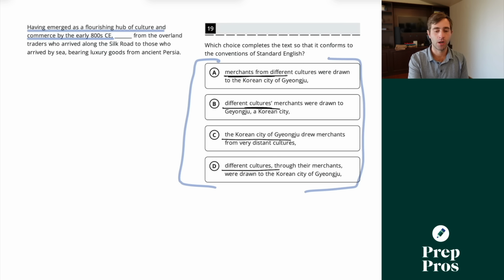So we simply want to ask ourselves, who or what could have emerged as a flourishing hub of culture and commerce by the early 800s CE? Well, it can't be merchants, it can't be different cultures, but a Korean city makes sense to emerge as a flourishing hub of culture. Same thing, different cultures don't make sense to be a flourishing hub of culture. That's how we can find our correct answer of C.